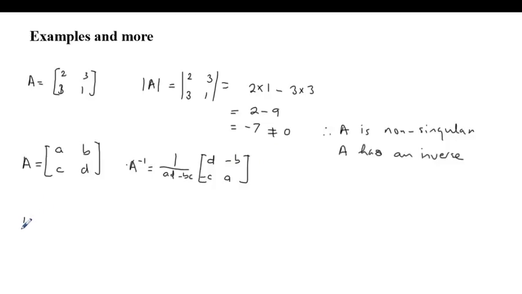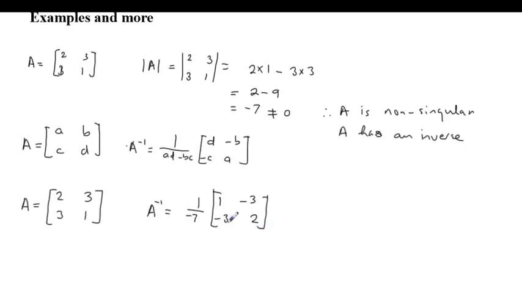We just say now A equals 2, 3, 3, 1. For the inverse, we need 1 over minus 7. And then check what's happening here. You interchange a and d, so we're going to have here 1 and 2. What's the next thing? You change the signs. What do we have there? Minus 3, minus 3.